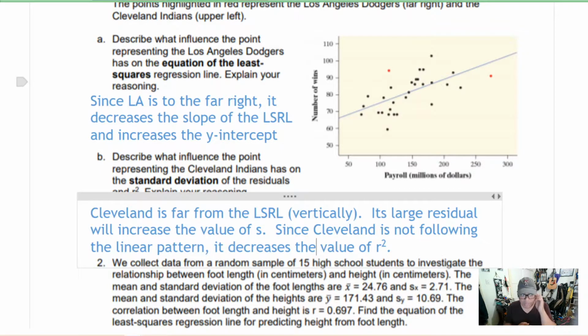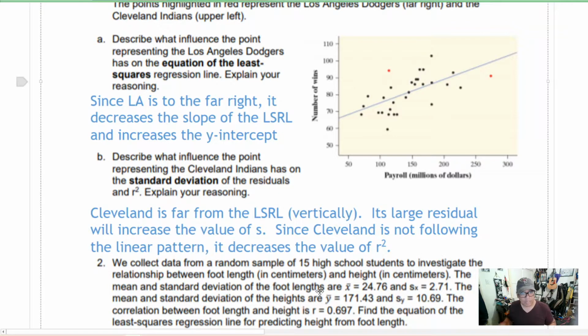Since Cleveland is not following the linear pattern, it's also going to decrease the value of R squared, since R squared is a measure of how well the coordinates follow the pattern.